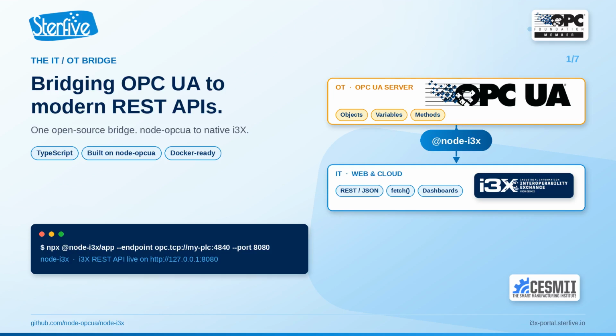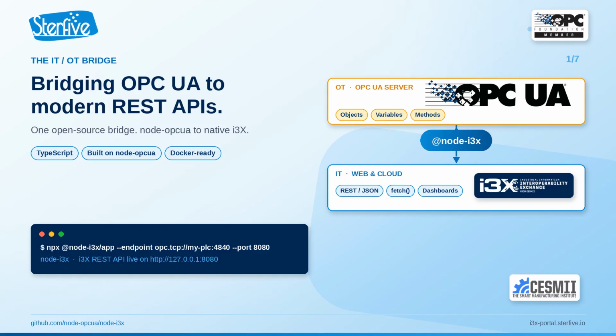Why OPC UA? So the plant floor speaks one rich, secure language. Why i3X? So every application can listen through one common API. Better together: the meaning from OPC UA, the reach from i3X. Node i3X by Sterfive bridges them.